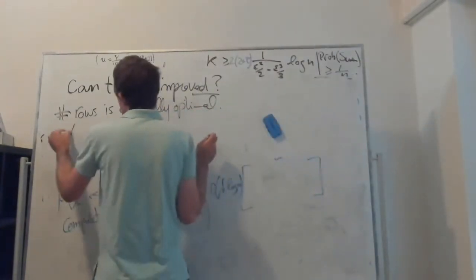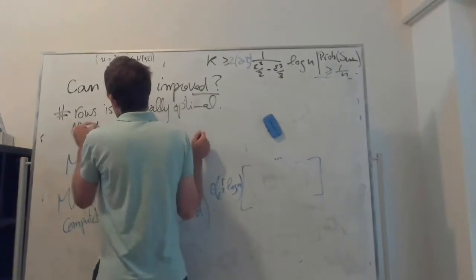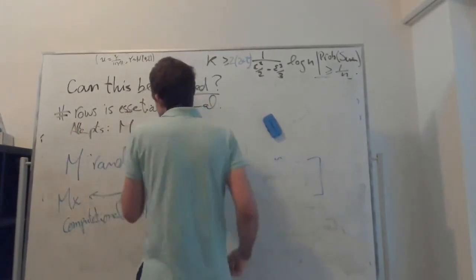So what are possible attempts? Let's think about attempts. What could be? I take M to be a sparse matrix.